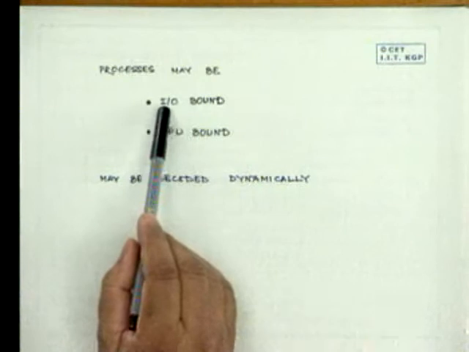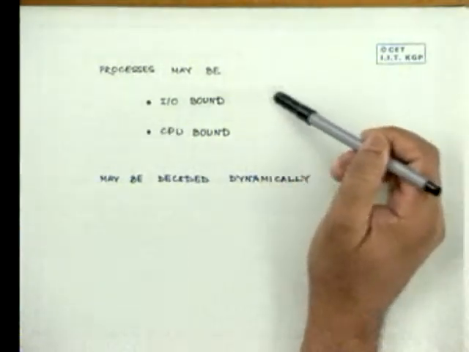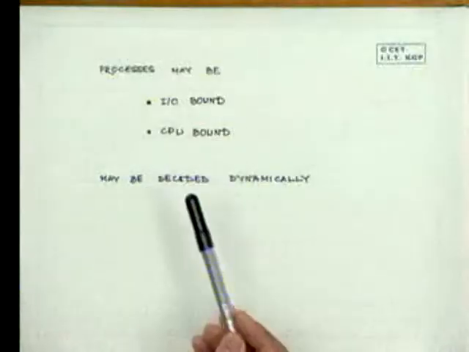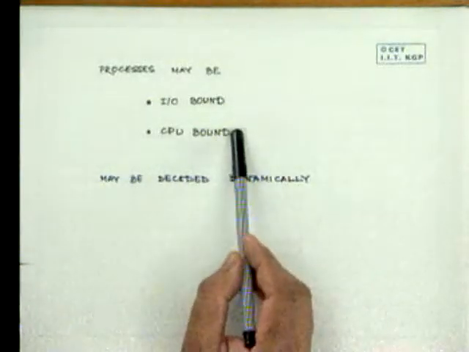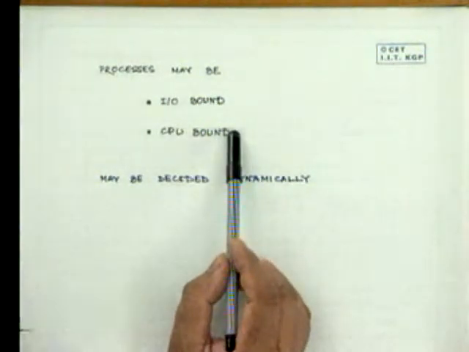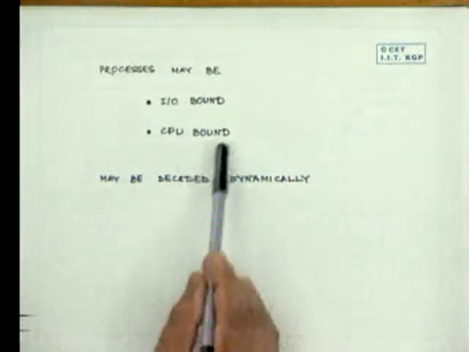Now, depending upon this situation, the processes may be broadly classified into two categories. One is called IO-bound processes, and the other is called CPU-bound processes. By IO-bound processes, it's meant that the process issues IO requests very frequently, and therefore it very frequently goes into that IO wait state, right? And in the case of a CPU-bound job, the IO requests are fewer. Therefore, once the process is in the CPU, it can remain in the CPU for quite a long time.